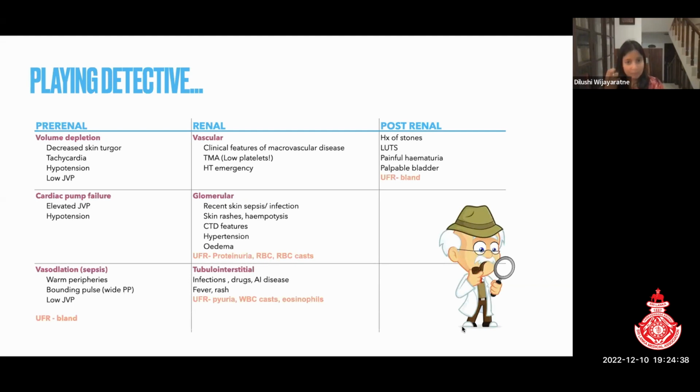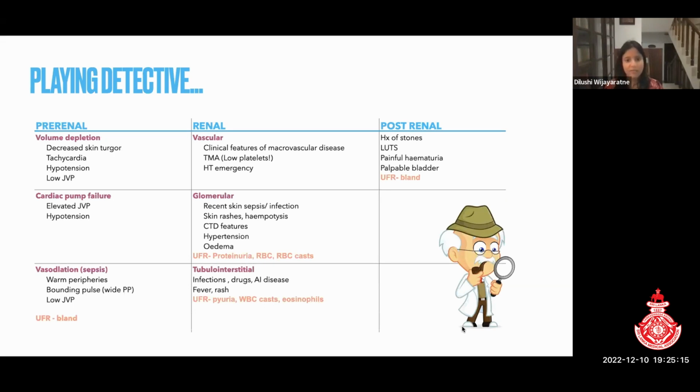If the problem is renal, what might you find? If it's something affecting the vessels, there might be features of macrovascular disease. If there's a thrombotic microangiopathy, you might have low platelets. That's on investigation. And if it's a hypertensive emergency, you will have very high blood pressure. If it's a glomerulonephritis, you might have some features in the history and the examination which give you a clue to glomerulonephritis. So a common thing which we see in pediatrics and sometimes among diabetics is post-infectious GN.